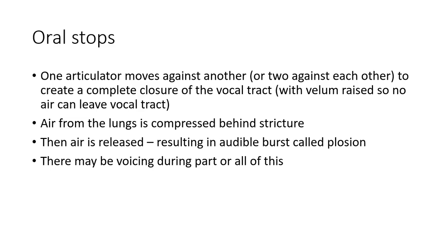So in oral stops like b, what we can say is that one articulator moves against another, or two against each other in the case of the lips, to create a complete closure of the vocal tract. Okay, so the velum gets raised, so no air can leave the vocal tract. So your soft palate raises up, no air can come out, but you've also shut your lips. And the air from the lungs is compressed behind this constriction, this stricture. Then it's suddenly released, and we get this audible burst, and it's called plosion. There may be voicing during part of all of this, and so we return to bin versus pin, and we will find that with b there is voicing, with p there is not.